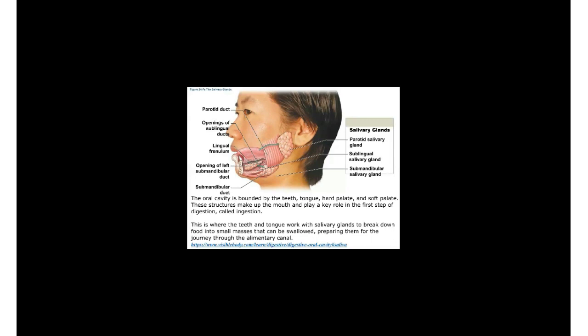Okay. Then sublingual, as the name indicates, below the lingual. So below the tongue it is. Submandibular is present near the mandible of your lower jawbone. That is your submandibular glands. So these are the different salivary glands present in your oral cavity, and they have different openings, and they are bounded with teeth, hard palate, and soft palate.